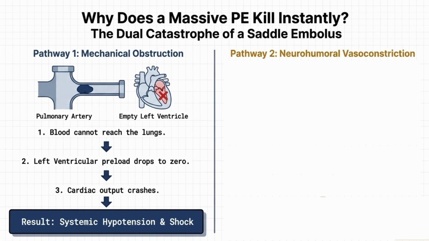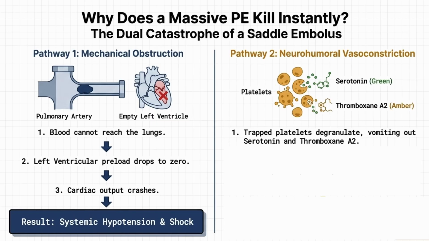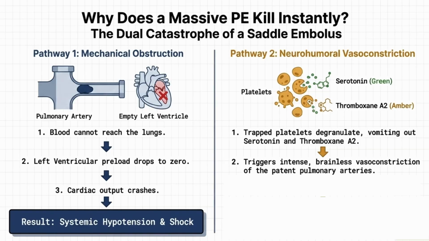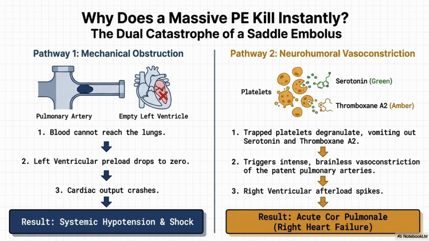Now let's look at pathway 2, neurohumoral vasoconstriction. The trapped platelets degranulate, vomiting out serotonin and thromboxane A2. This triggers intense brainless vasoconstriction of the patent pulmonary arteries. Because of this, the right ventricular afterload spikes. The result is acute cor pulmonale or right heart failure.